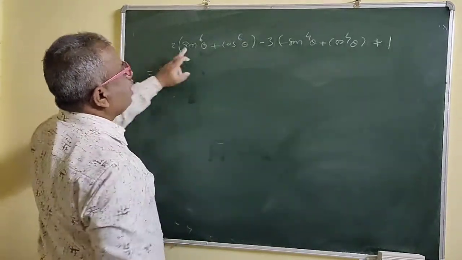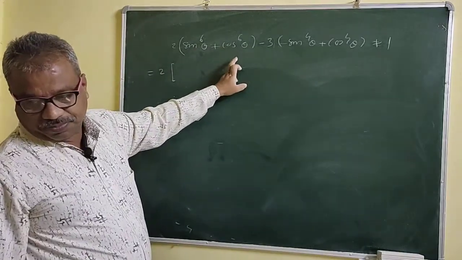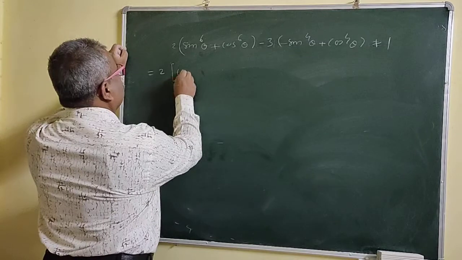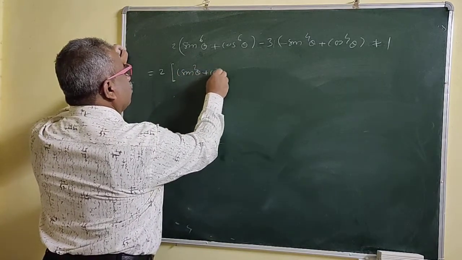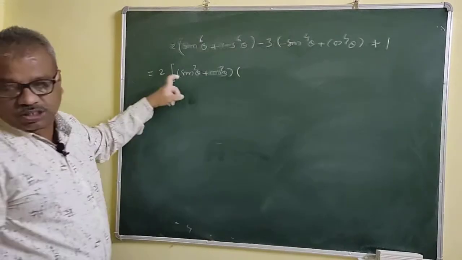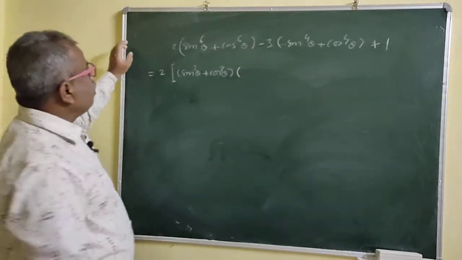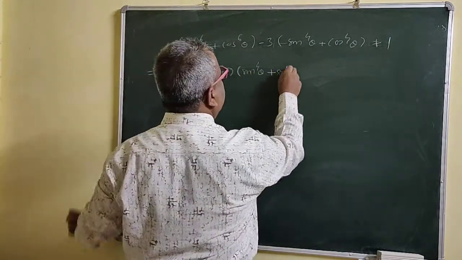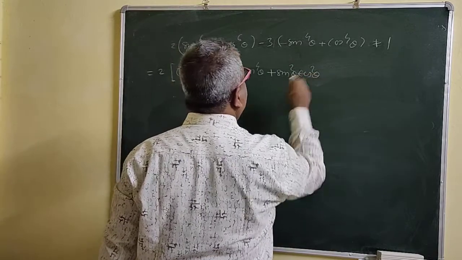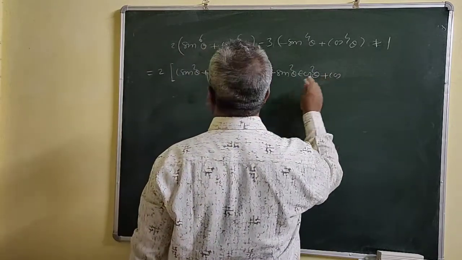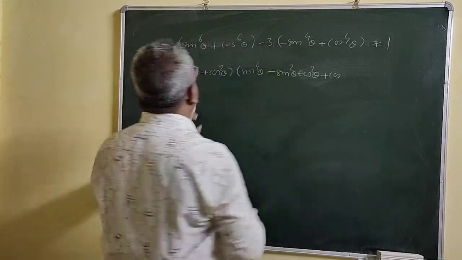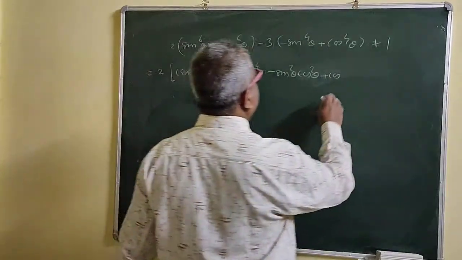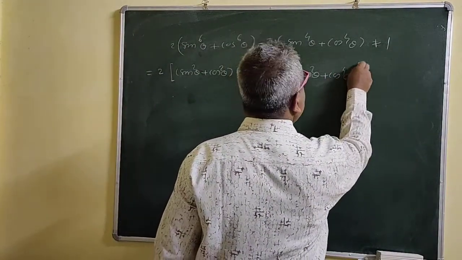So what is the expansion of a cube plus b cube? It is (a plus b) times... Your a is sine square theta, your b is cos square theta. So the first bracket is sine square theta plus cos square theta. Then the square of the first one, sine to the power 4 theta, plus the product sine square theta cos square theta, plus cos to the power 4 theta. You have to take the minus sign over here, because if you take the plus sign here, then here there is minus and there should be plus. So cos to the power 4 theta, bracket complete.